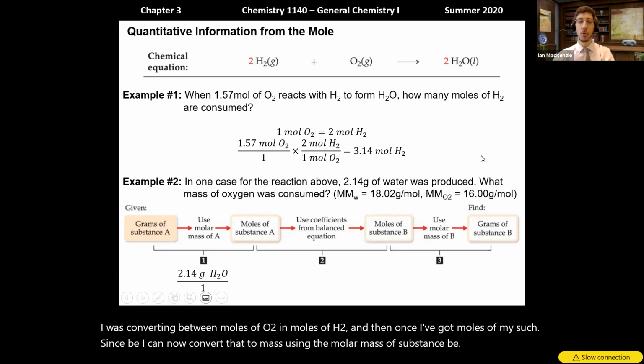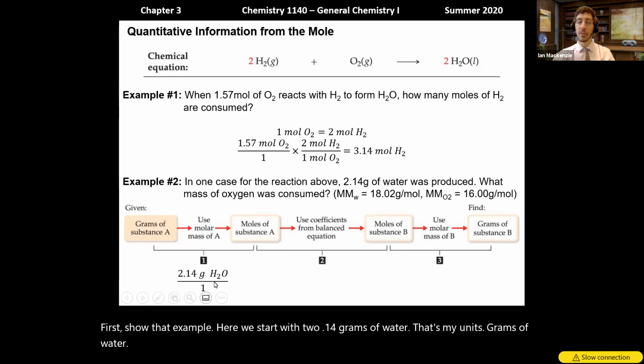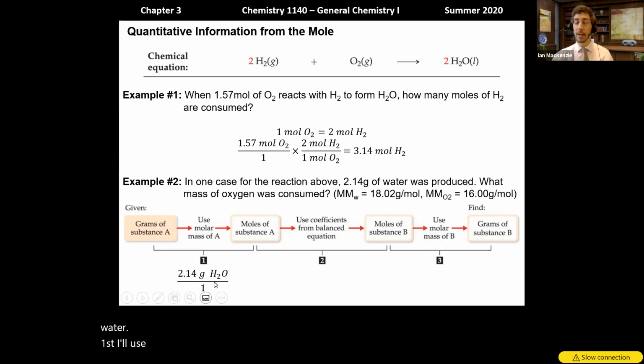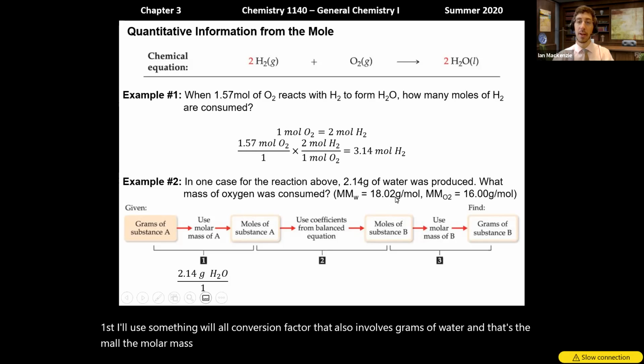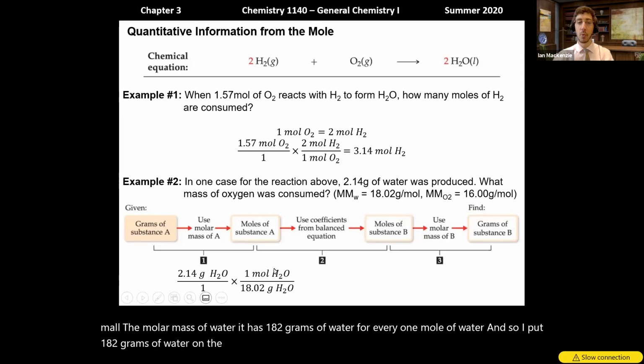If we start with 2.14 grams of water, that's my units, grams of water. First, I'll use a conversion factor that also involves grams of water, and that's the molar mass of water. It has 18.02 grams of water per every 1 mole of water. And so I put 18.02 grams of water on the bottom so that the grams of water cancel, and the 1 mole of water goes on top.